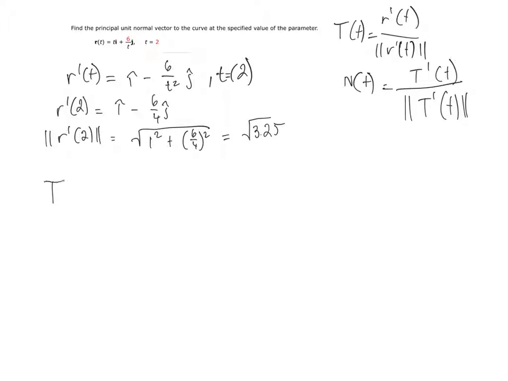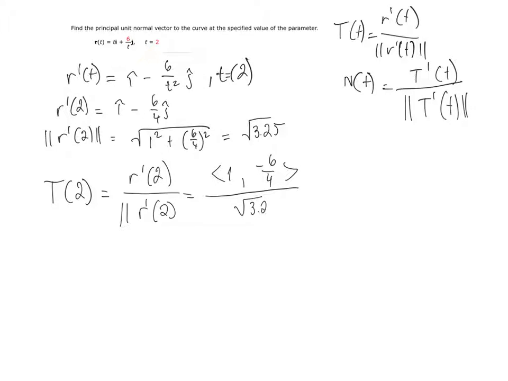Now you can find T at 2, the unit tangent vector at 2, equal r prime of 2 divided by the magnitude, which gives you 1, negative 6 over 4, over root 3.25. Then your unit tangent vector at time equal 2 is 1 over root 3.25 and negative 6 over 4 root 3.25.